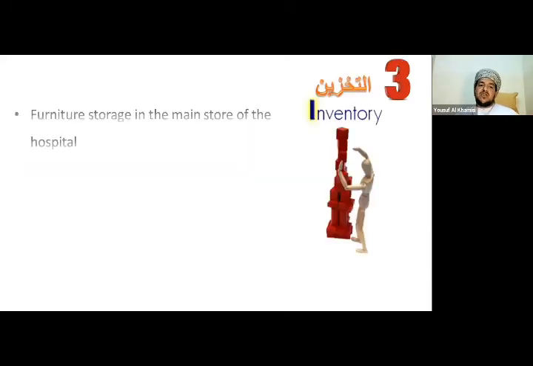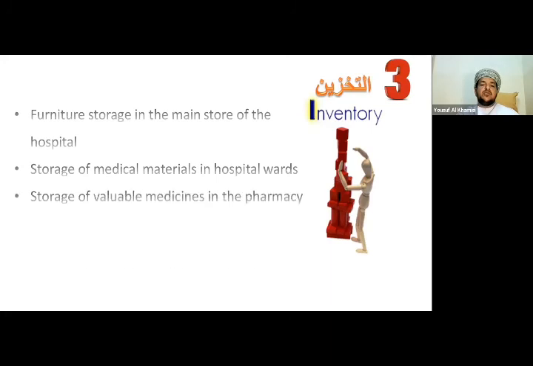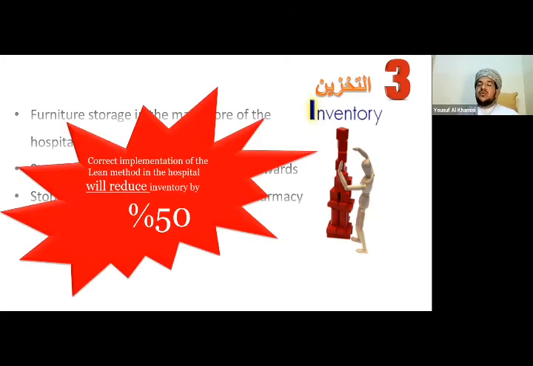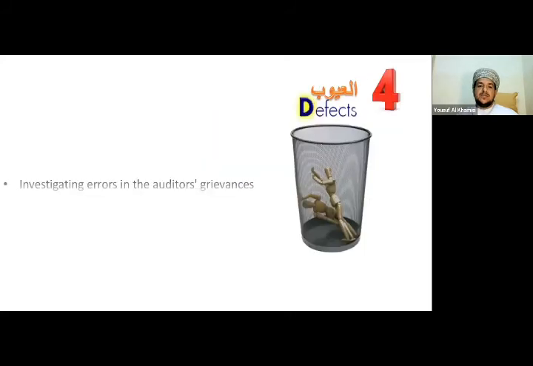For inventory, we have furniture storage in the main store of the hospital, storage of medical materials in hospital wards, in child health, surgery, wherever, one blue, one yellow. Storage of valuable medicines in the pharmacy. We have so many examples of that. If we can do that, we also reduce the inventory by 50%. This also includes the equipment that is stored in the corridors, and equipment and materials that are expired in our storage area in the main store and the sub-stores as well.